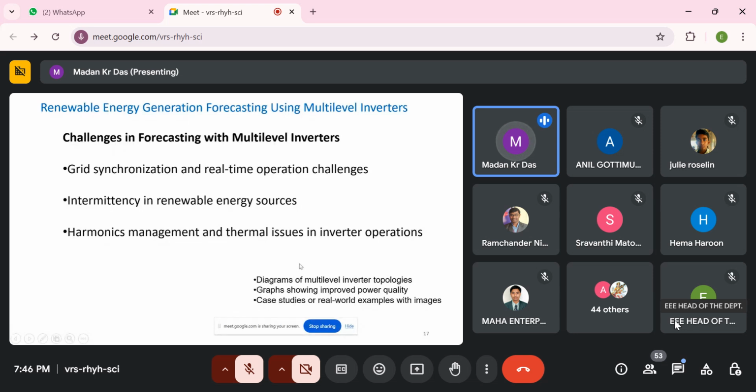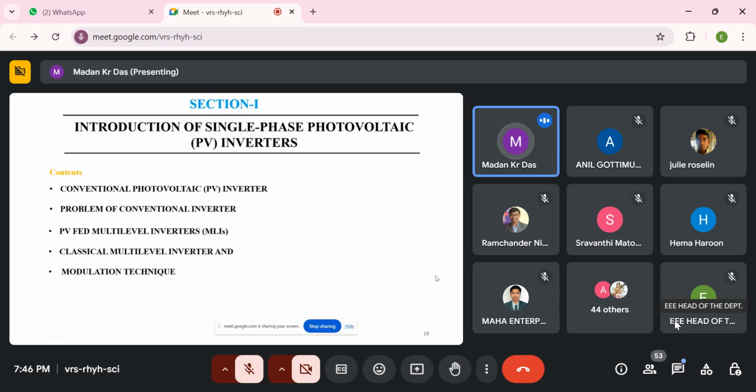We have discussed, with diagrams, some multi-level inverter topologies, graphs showing improved power quality, and case studies of real-world examples with images. In this topic, we discussed the conventional photovoltaic PV inverter and its problems, and then moved on to the MLI inverter, and classified the multi-level inverter and modulation techniques.